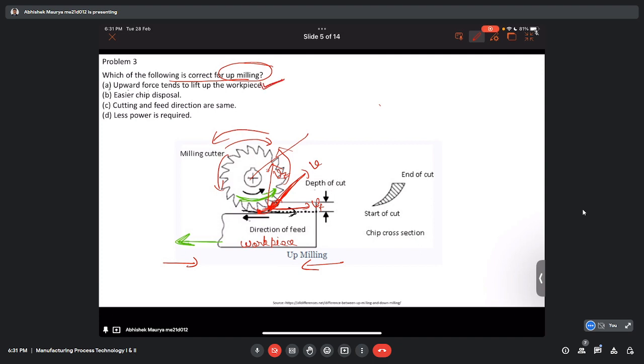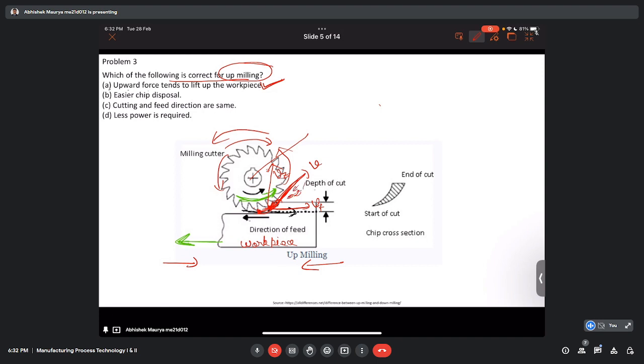Another one is easier chip disposal. So here, what is the meaning of easier chip disposal? What is happening here? Here we have a cutting tool, and our workpiece is moving. So what is happening here? Our chips are getting moved upwards, like here.